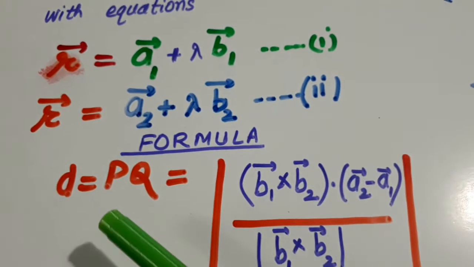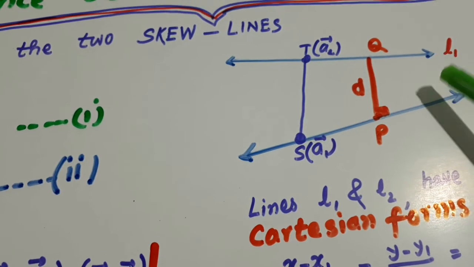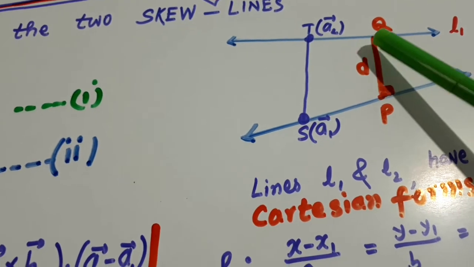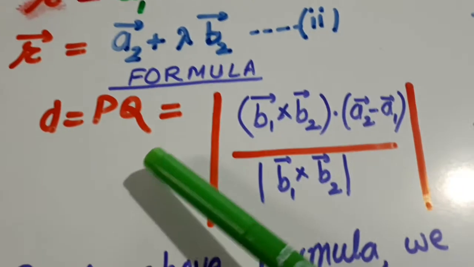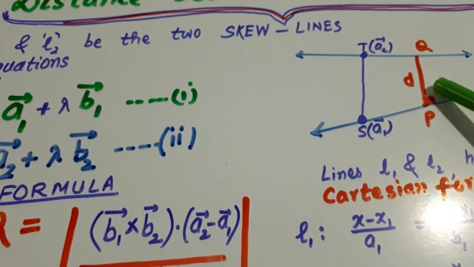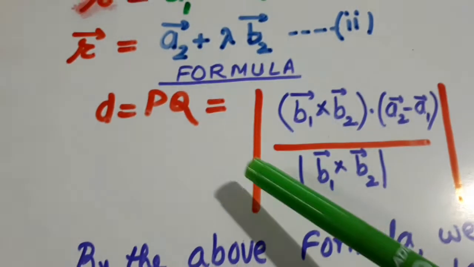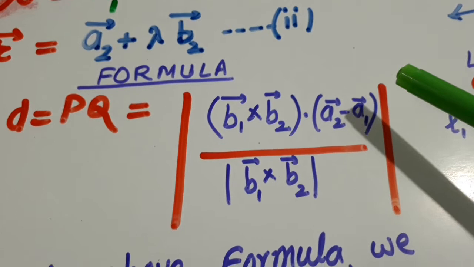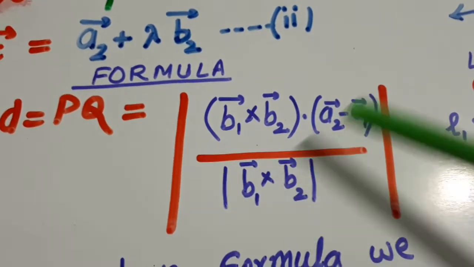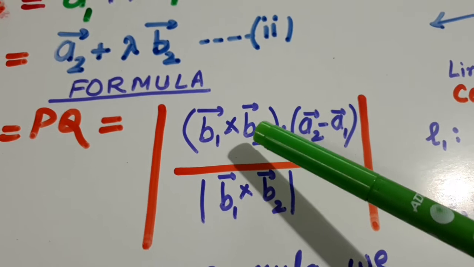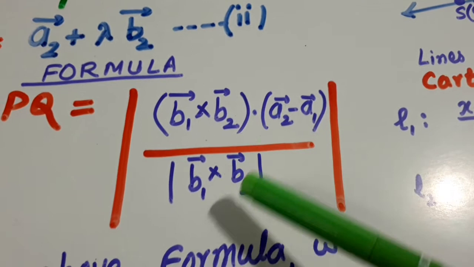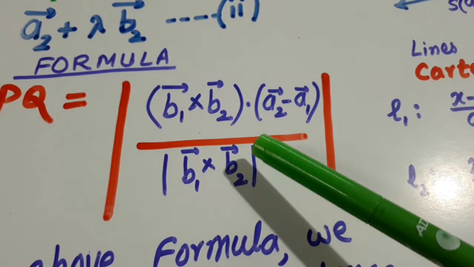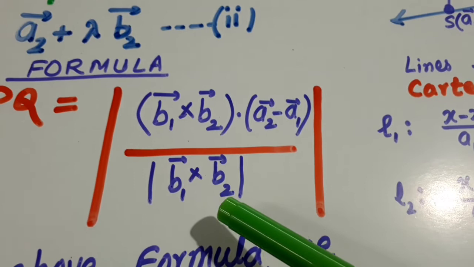The distance D between these two lines is the perpendicular distance. Here it is 90 degrees. Now the formula is like this: D = PQ = the modulus of (b1 cross b2) dot (a2 minus a1), divided by the magnitude of b1 cross b2.